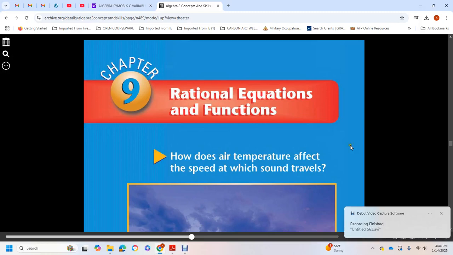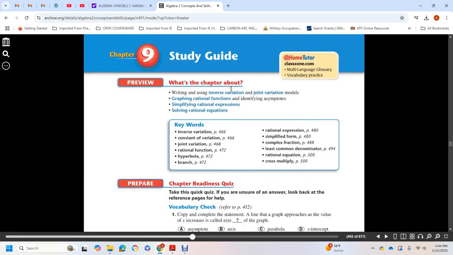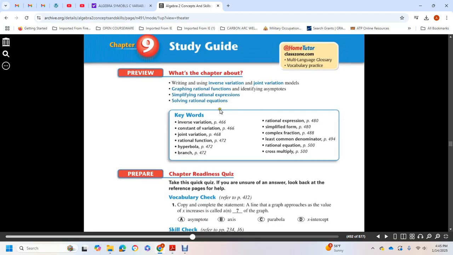Alright, Chapter 9, Rational Equations and Functions. What this chapter is about: writing and using inverse variation, joint variation models, graphing rational functions, identifying asymptotes, simplifying rational expressions, solving rational equations. Keywords: inverse variation, constant of variation, joint variation, rational function, hyperbola, branch, rational expression, simplified form, complex fraction, least common denominator, rational equation, cross multiplying.